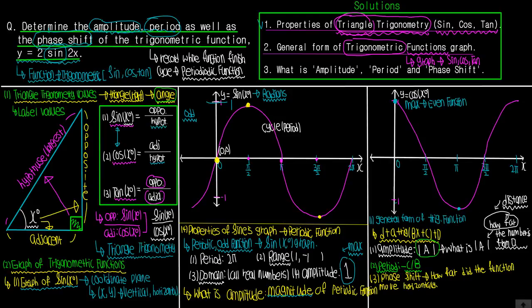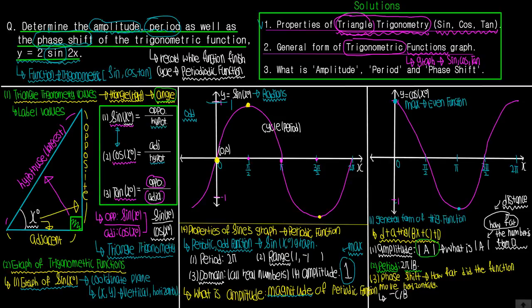And what is the formula for our phase shift? Well, the formula for our phase shift is going to be negative c over b. And we made a mistake with the period. We kind of confused the period. It is not negative c over b. What is the period going to be? Well, the formula for our period will be 2 pi over b. This is the formula for our period.